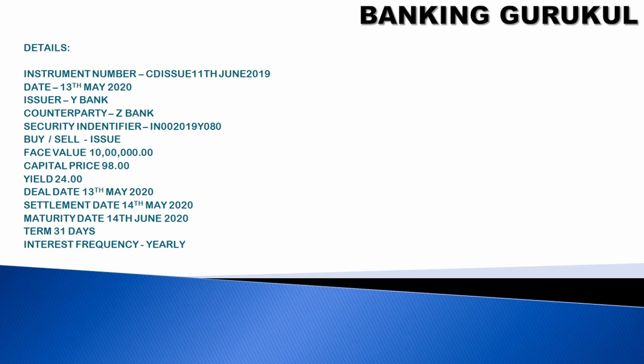What are the important points involved in a CD? You have an instrument number, the date the CD was issued, an issuer party and a counterparty. One party will be issuing and another will be investing. It may be a bank or a financial institution. Then the security identifier.